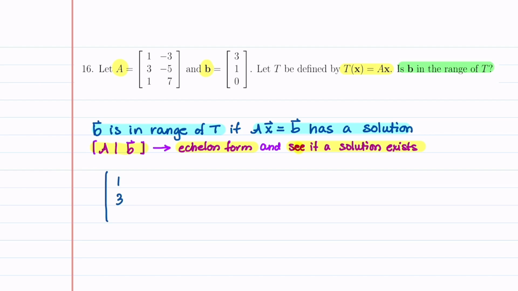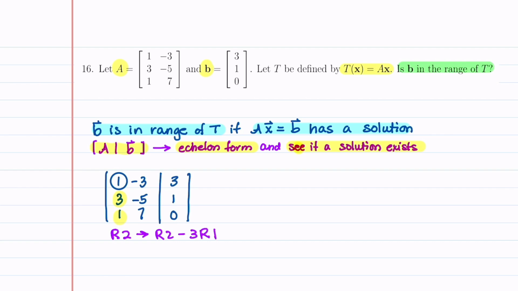Our A is 1, 3, 1, minus 3, minus 5, 7. And we're going to augment that with 3, 1, 0. Let's circle our pivot, and we're going to start by getting zeros below that pivot. The row operations that we're going to use: we're going to take row 2 and replace it with row 2 minus 3 row 1, and then take row 3 and replace it with row 3 minus row 1.